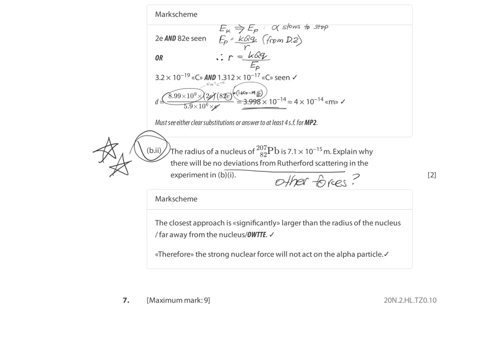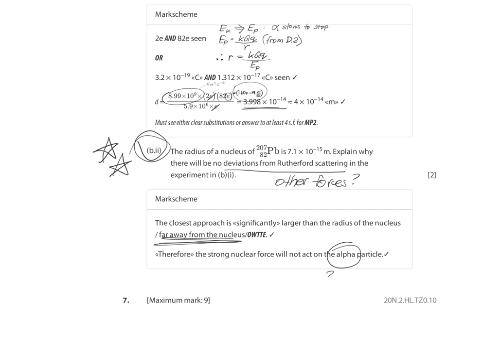So check out the mark scheme. Mark scheme says Costa's approach is significantly larger, way bigger than the radius of the nucleus. So in other words, it's far away from the nucleus, right? Therefore, the strong nuclear force of the nucleus will not act on the alpha particle. And it's like, well, why would it act on the alpha particle?